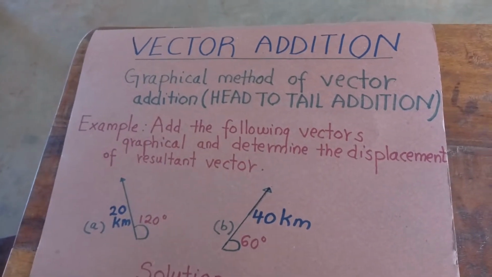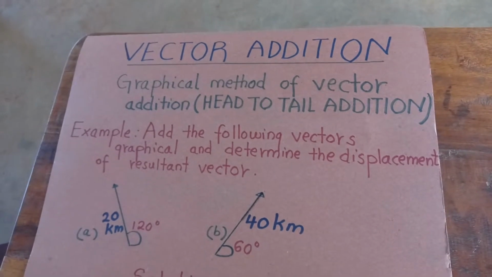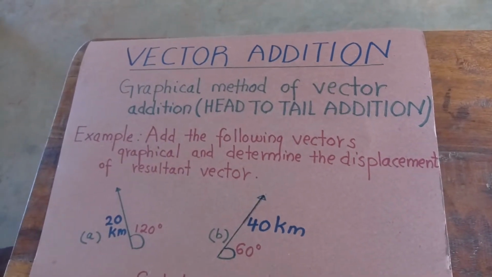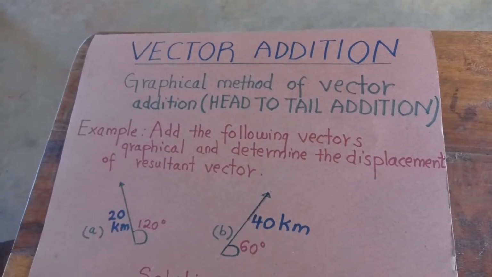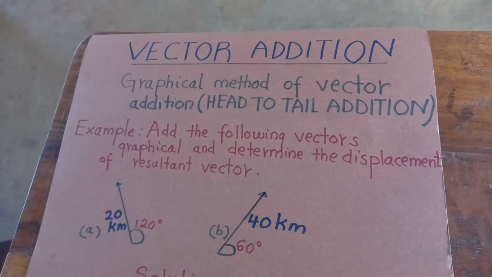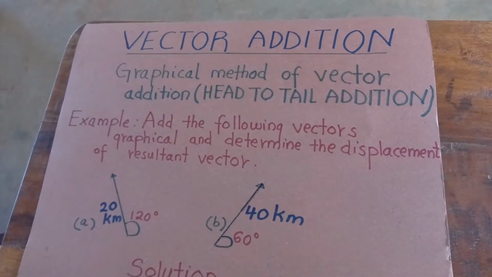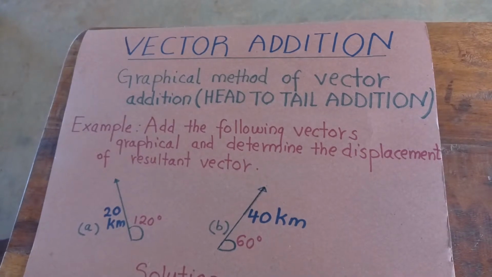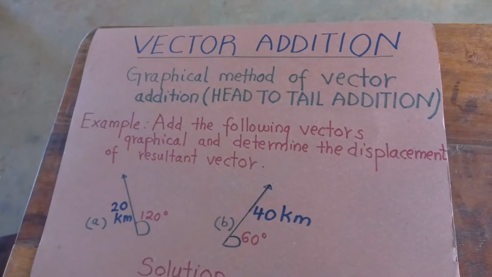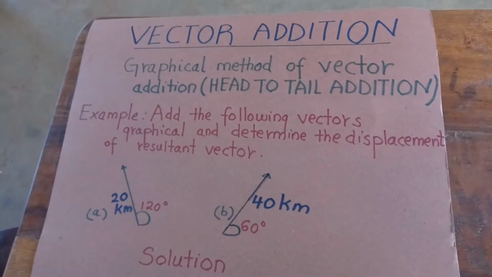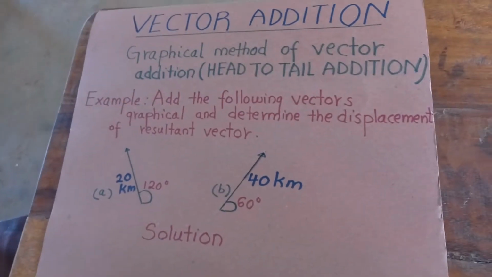If you add two or more vectors, you obtain a vector known as the resultant vector. So what is a resultant vector? It's a vector obtained after the addition of two or more vectors. Okay, let's see an example here.